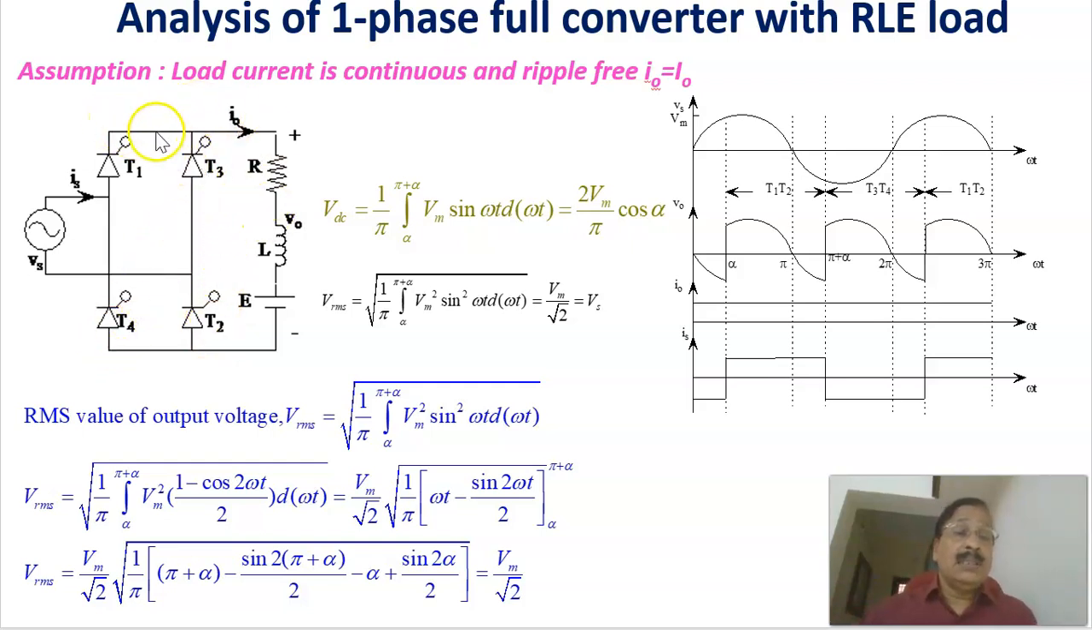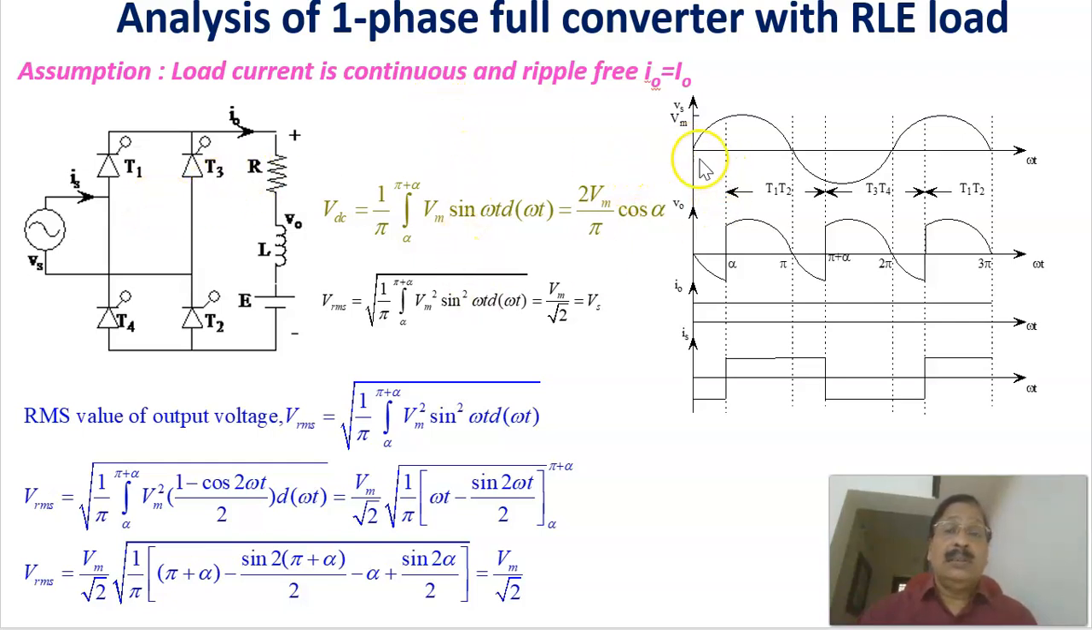The assumption here is that the load current is continuous and ripple free, that is, load current I0 equal to a constant I0. So the current flowing through this RLE load is a constant current, say constant capital I0, because the inductance value is sufficient to make this load current constant. That is, the output load current being constant is an assumption.